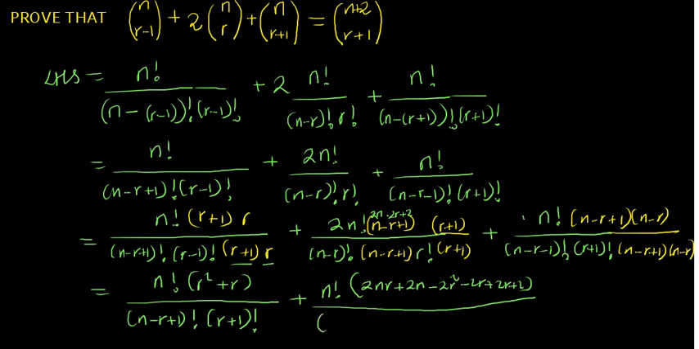So that will be n minus r plus 1 factorial. If we multiply r factorial by r plus 1, that will just be r plus 1 with a factorial. And then plus n factorial. Let's distribute this n by that. That is going to be n squared. And then n by negative r, that will be negative nr. Negative r by n, negative nr.